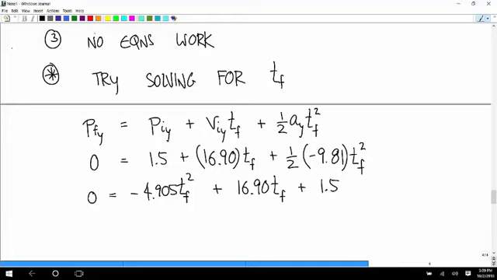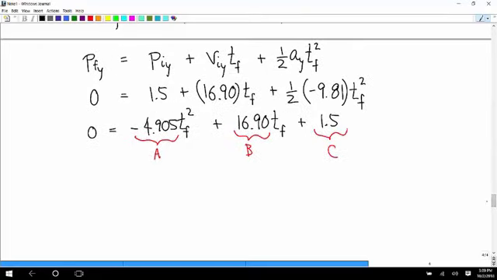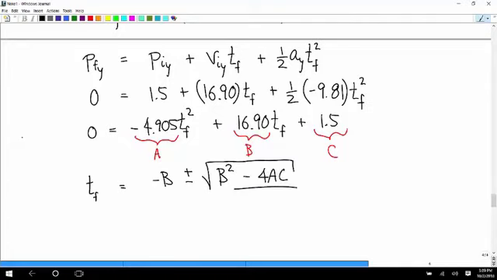All right, so for quadratic formula, this is B, and this is C. And the formula says TF is going to be equal to negative B plus or minus square root of B squared minus 4AC, all over 2A.